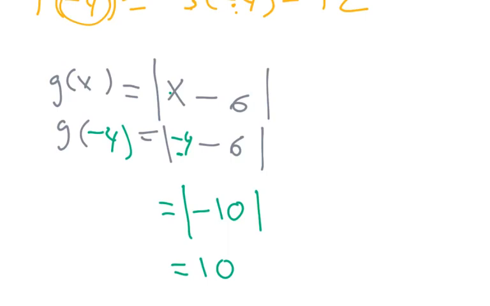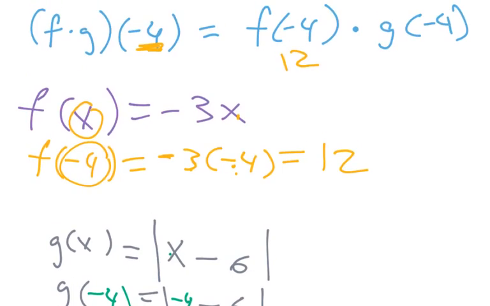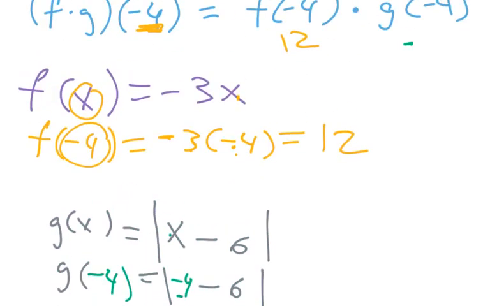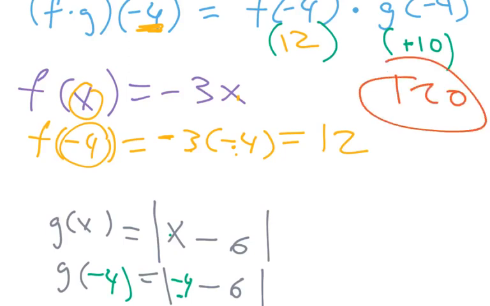Okay. So this now tells me g of negative 4 is positive 10. So now when we go back up here, this is 12 times 10. What's 12 times 10? Winner, winner, chicken dinner. Cool. Questions, questions.